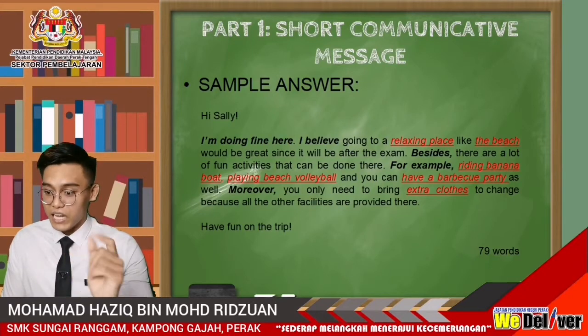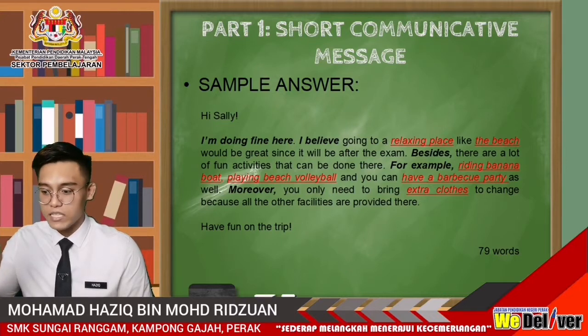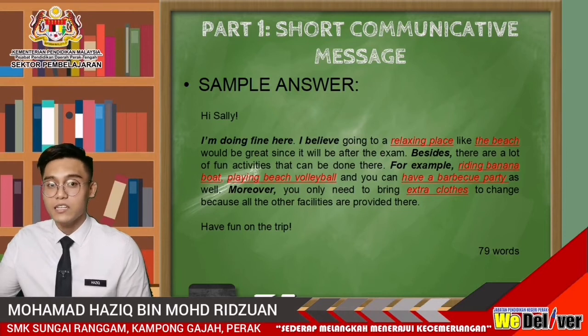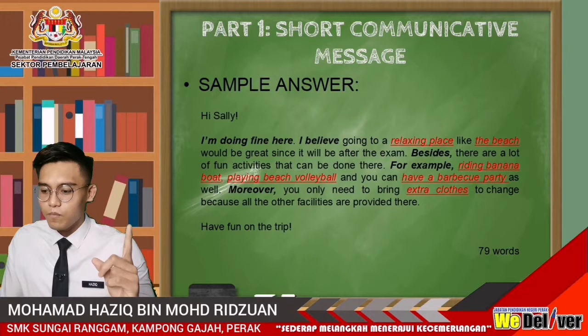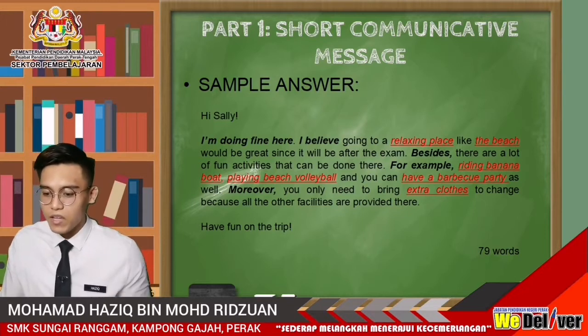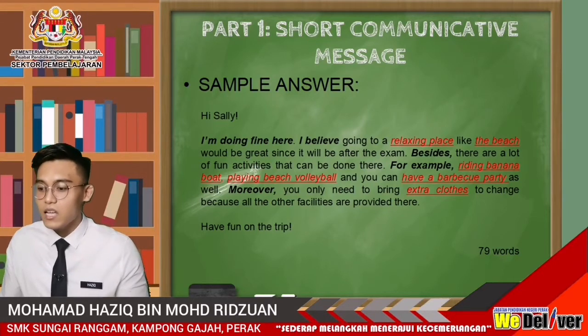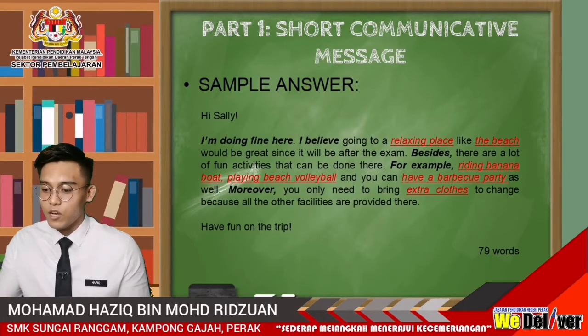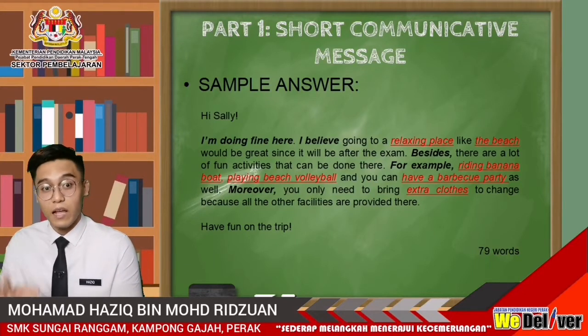I believe, to suggest, going to a relaxing place. Relaxing place over there, answering the first part of the question, like the beach would be great since it will be after the exam. The beach here answering the second part, the requirement of the question, which is where should you go. Besides, I put there devices, cohesive devices, a lot of fun activities, okay, that can be done there. For example, I'm giving example over here, riding banana boat, comma, playing beach volleyball, and you can have a barbecue party. You see, I give 3 examples.